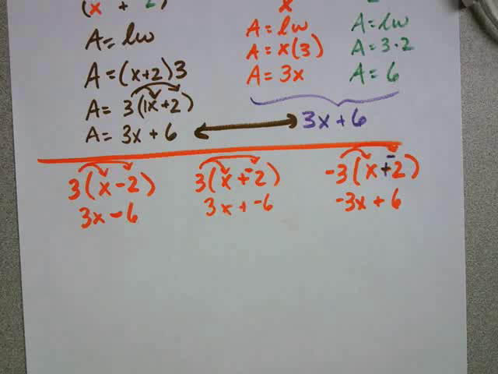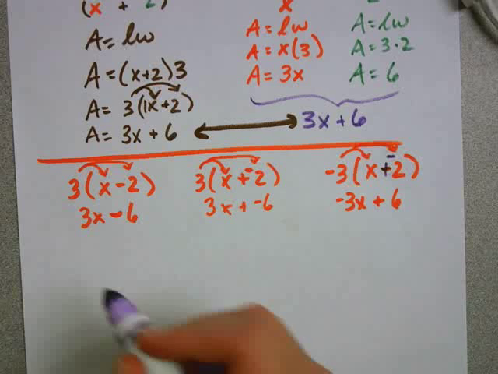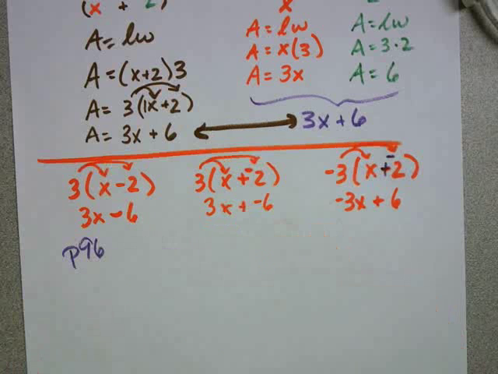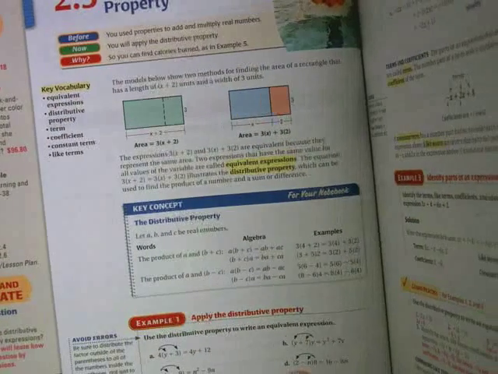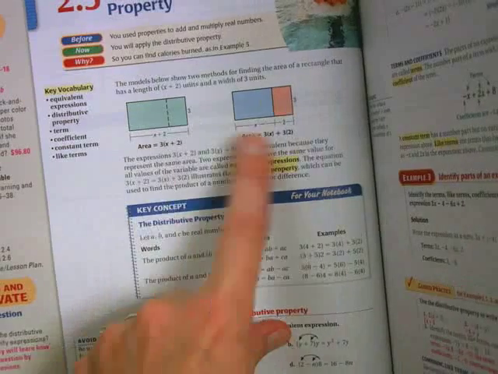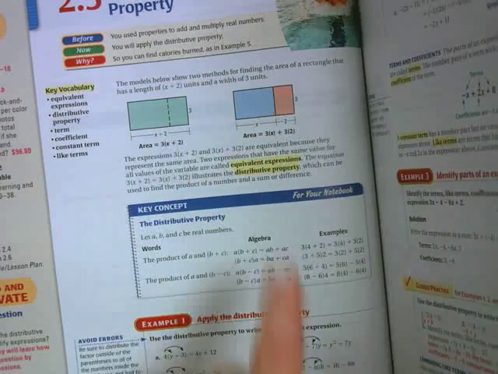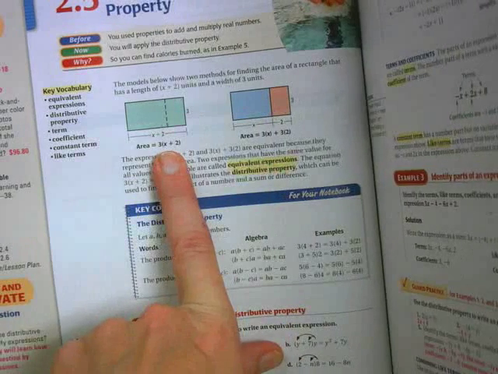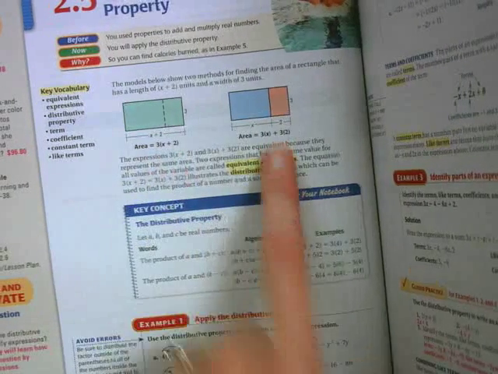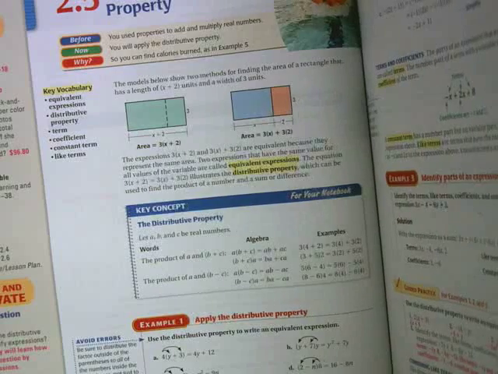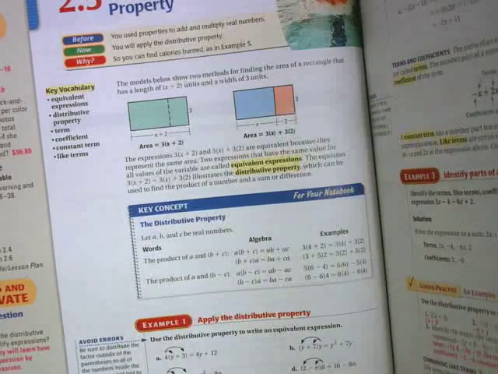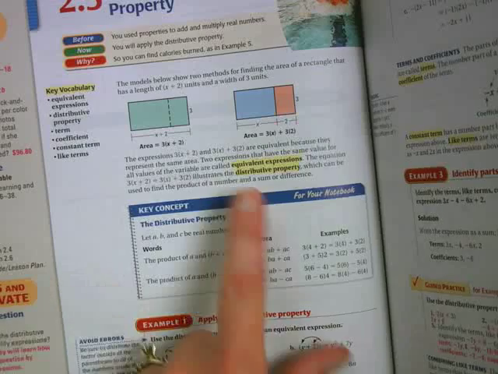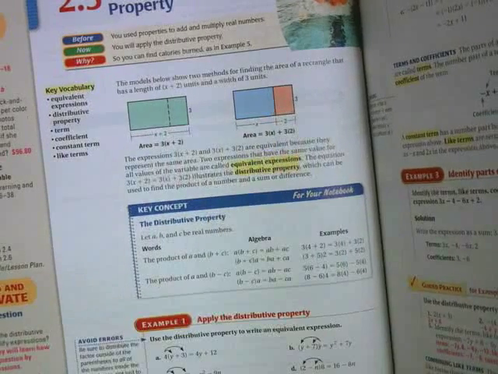Okay, so at this time, I want to direct your attention to page 96 in your book. That's the beginning of the distributive property. And what we were just discussing is right here in your book. Here are the rectangles we just did. It also talks about equivalent expressions. So that's saying 3 times the quantity of x plus 2 is equivalent to 3x plus 3 times 2, or 3x plus 6. They are equivalent expressions. And we use the distributive property to multiply those out.